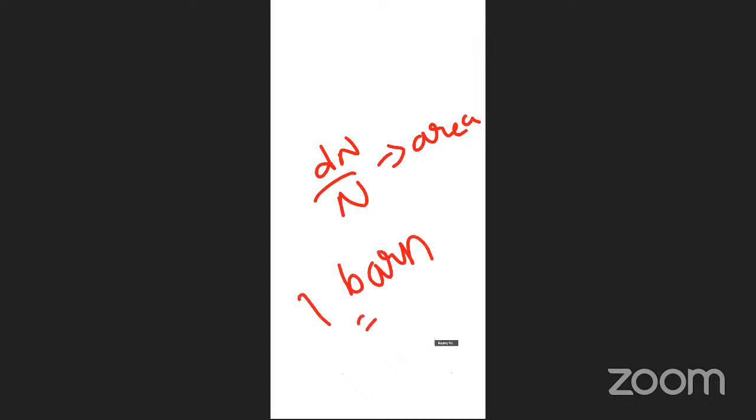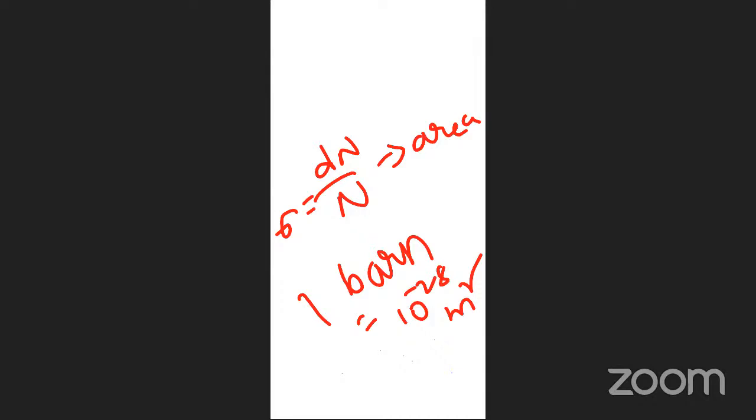So dN by N is the area. That is called the measurement of units of scattering, the barn. One barn is equal to what value? That is 10 to the power of minus 28 meter square. This is the scattering cross section. Sigma s is equal to dN by N.